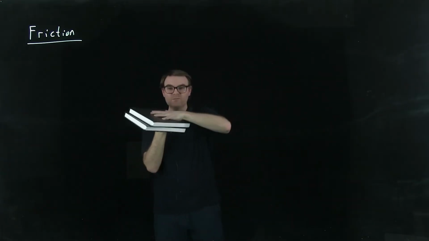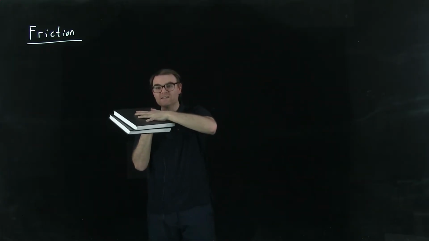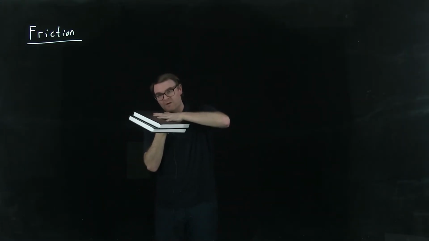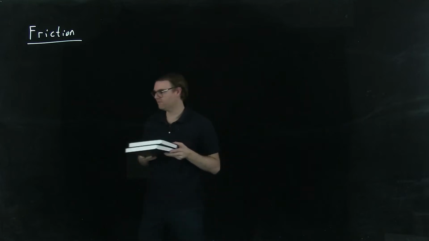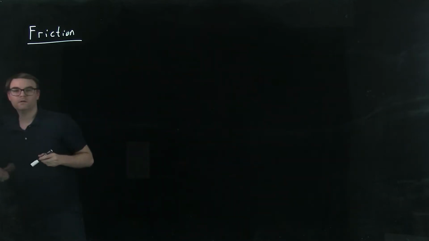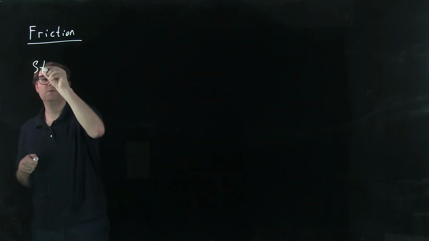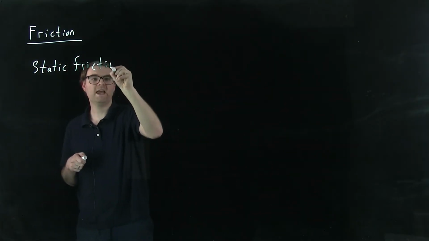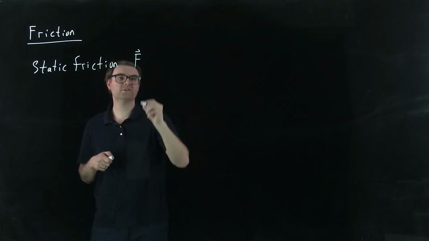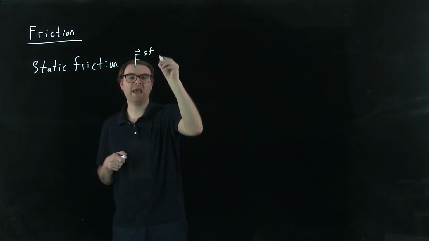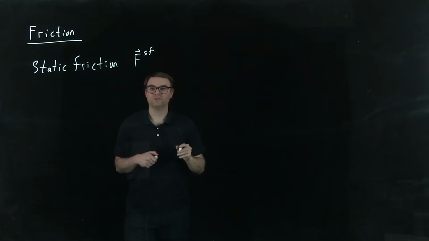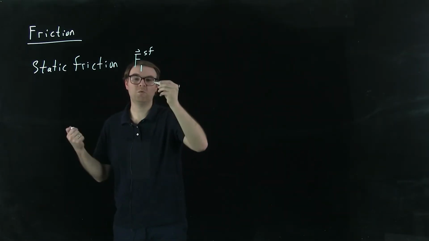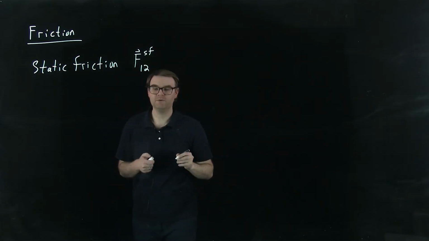So I'm trying to push these books apart, but they are not sliding relative to each other. And the thing that is keeping them from sliding, no matter how hard I push, is called static friction. Static friction we will typically represent with our regular symbol F for the force, and then a superscript SF. And of course, you'd put your usual objects down here. Here we might think about the static friction force on book 1 by book 2, for example.